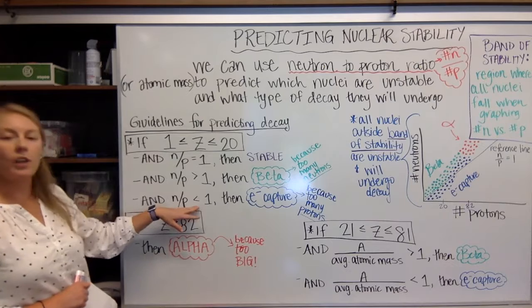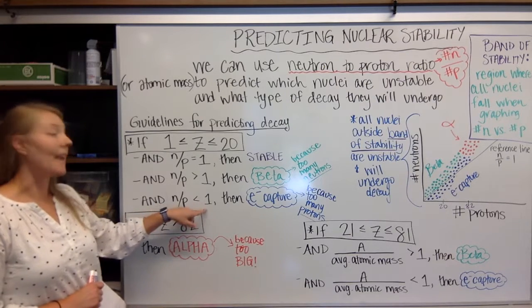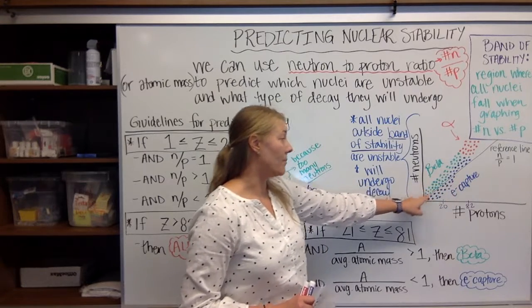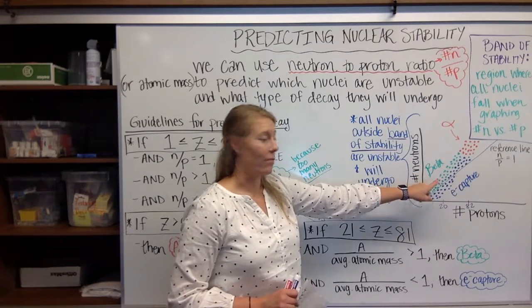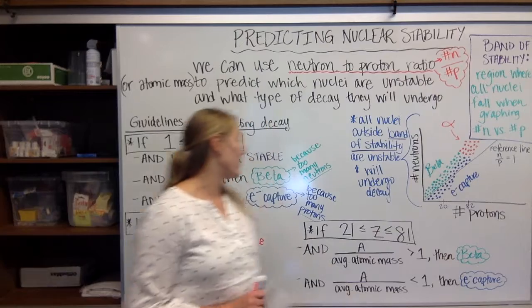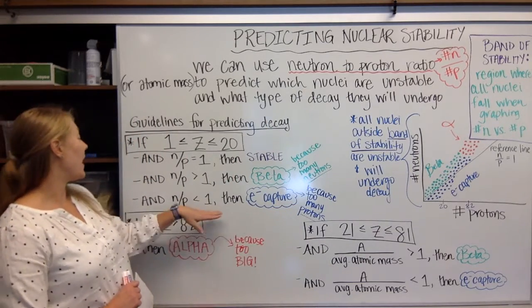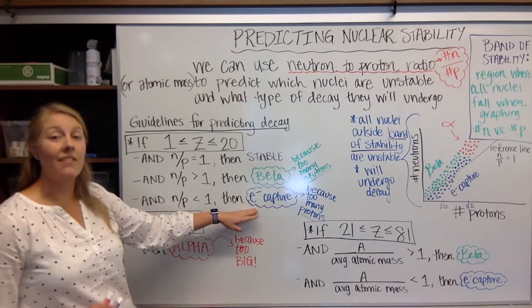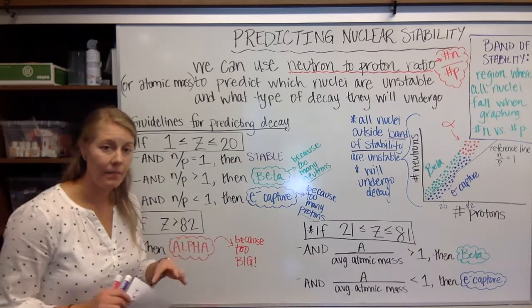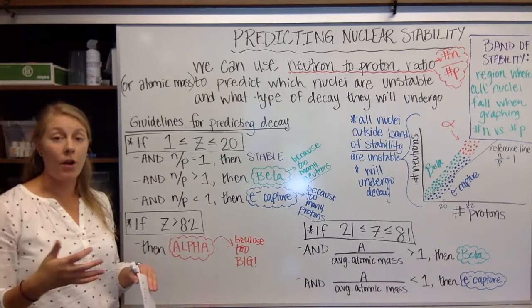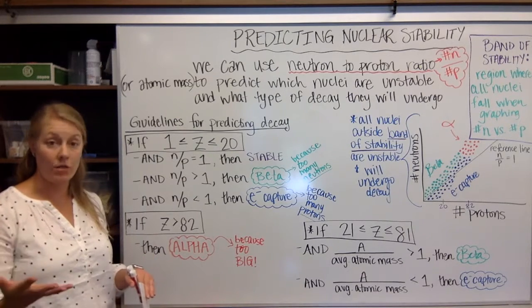If the neutron to proton ratio is less than 1, so down here below the reference line of n over p equals 1, that means that you have too many protons. If you have too many protons, then your nucleus is going to capture an electron so that the new product will have one less proton.